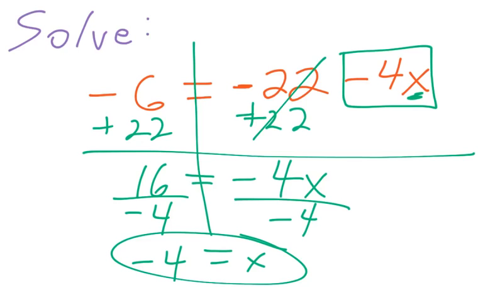Okay? You could plug it in over here if you want to check it. Negative 4 times negative 4 would be positive 16. Negative 22 plus 16 would be negative 6. So it does check out as well.